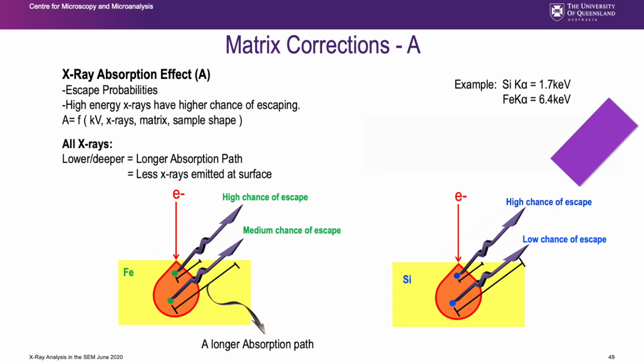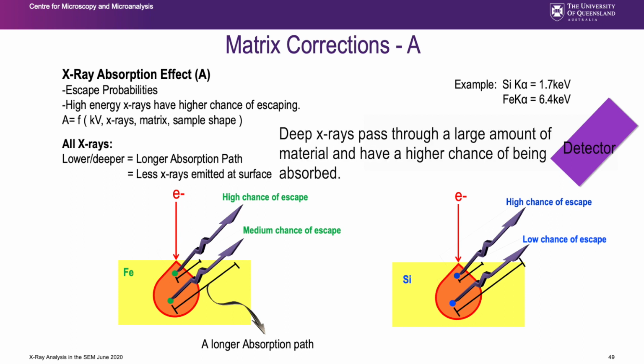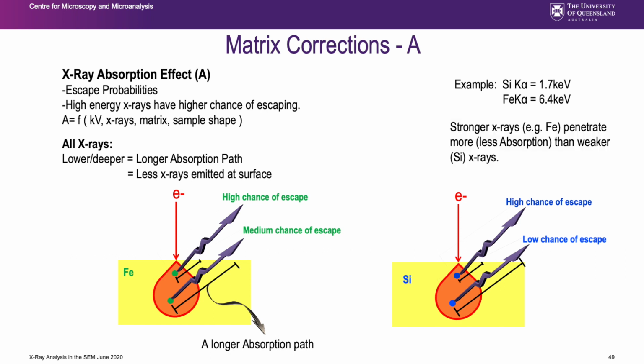You can look here, my detector is off to the right. It's called the takeoff angle. We know exactly where it is because we always set it up to the same geometry, because you're always working at the correct working distance. And you can see X-rays produced near the surface pass through a small amount of material, whereas X-rays deep pass through a large amount of material and have a higher probability of being absorbed. So for each little depth slice, I need to calculate the probability of each X-ray making it out of the specimen. That's an absorption calculation. Again, it's a function of the accelerating voltage, the X-rays, the matrix, and the sample shape.